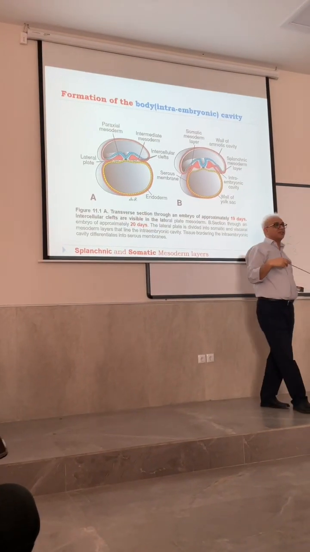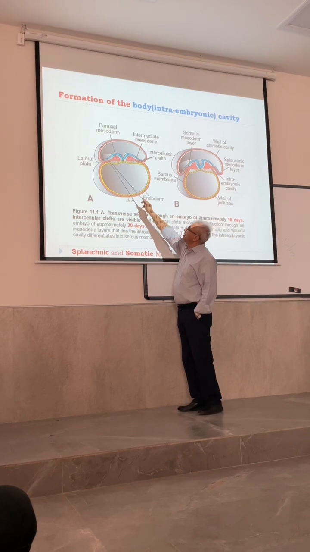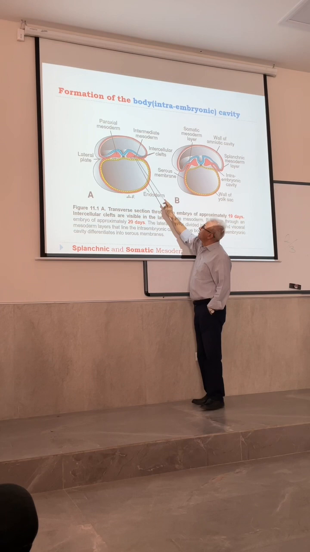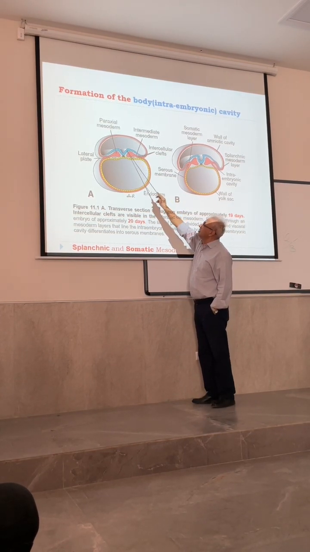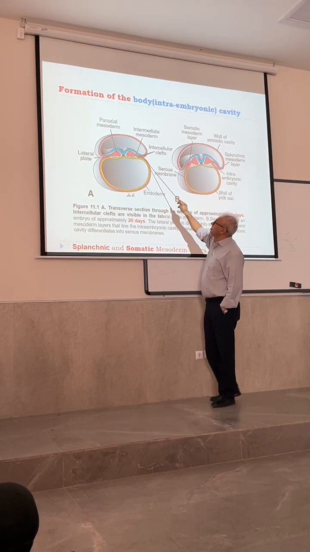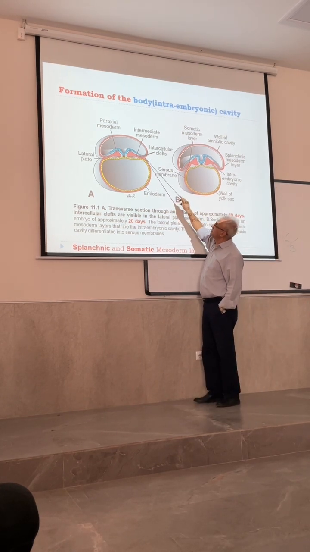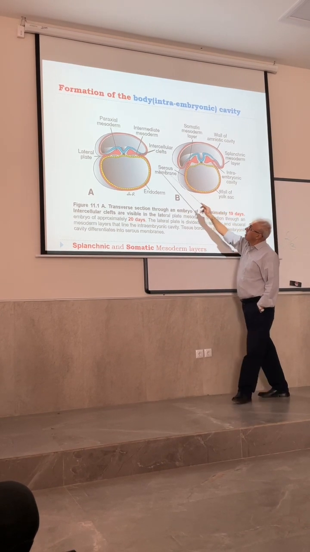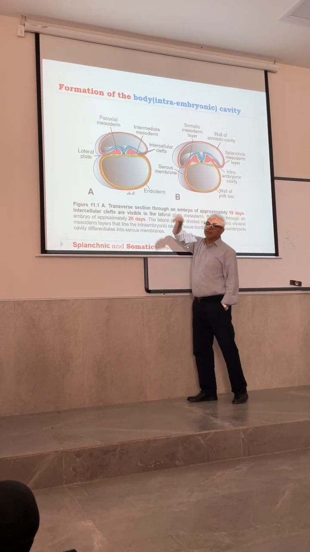In the third week, we have an embryo like this, okay? Here is the ectoderm, mesoderm, and endoderm. Here is the yolk sac. Here is the paraxial cord. Here is the neural tube. And here is the lateral plate mesoderm, divided into two plates. Here is covered the yolk sac. And that one is under the ectoderm and covers the amniotic cavity.